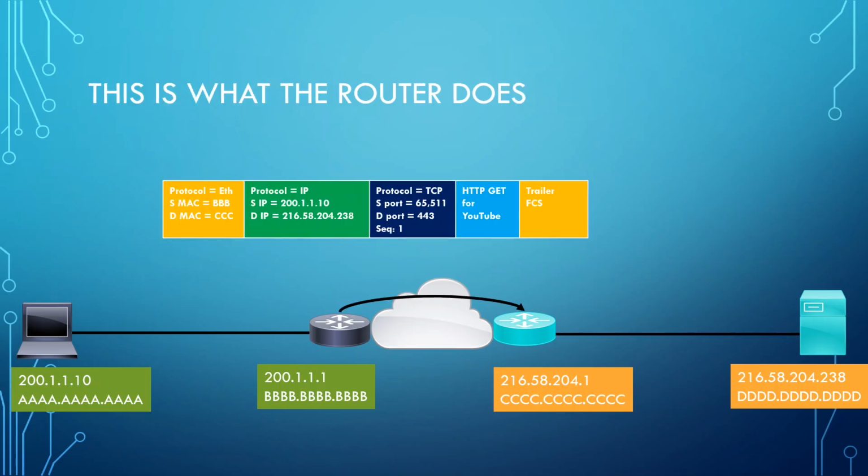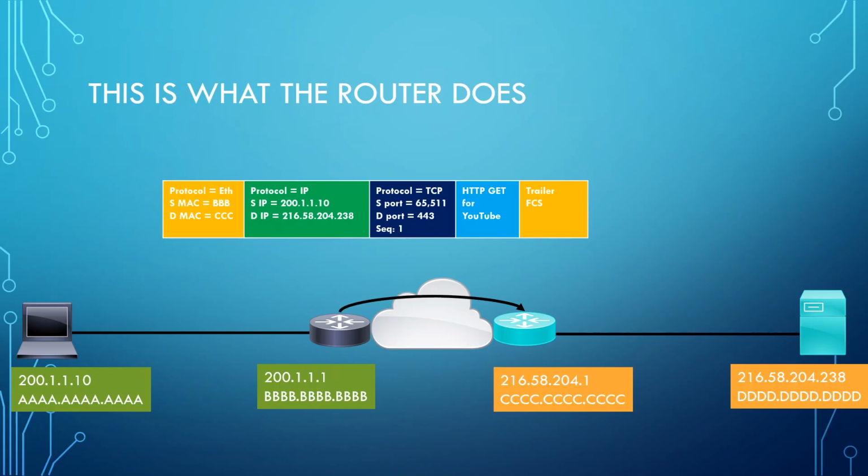In this case, it looks at its routing table and realizes that in order to move this packet closer towards the final destination of 216.58.204.238, I have to send this packet to a router with the IP address 216.58.204.1, because that router will know how to reach that final destination IP address. My routing table is telling me that I need to send this packet to that device next to get one step closer to that final destination IP.